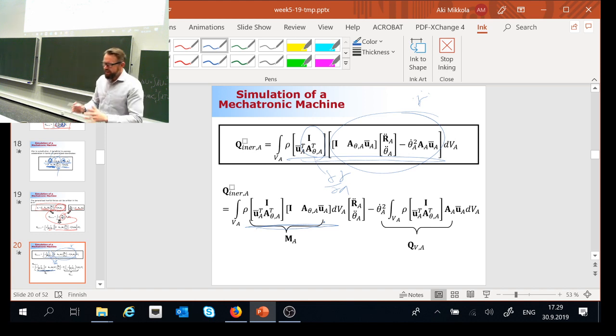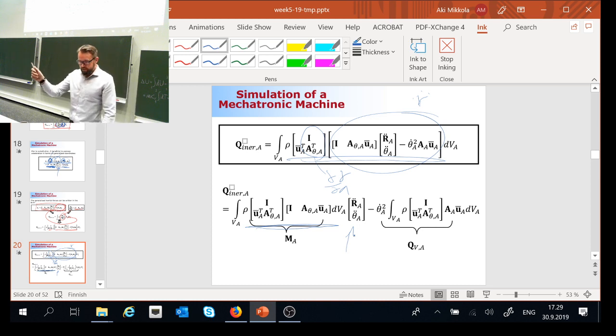Okay, so yeah, I'm sure this comes clear after a little while, but look what we have. So we have here something that is a matrix multiplied by acceleration of generalized coordinates, not global coordinates, but generalized coordinates. And this is exactly what we want.